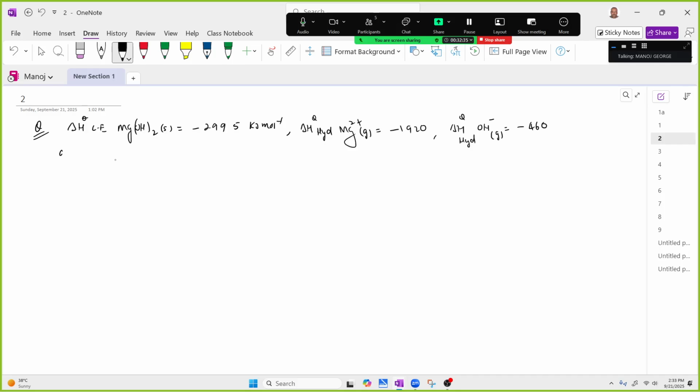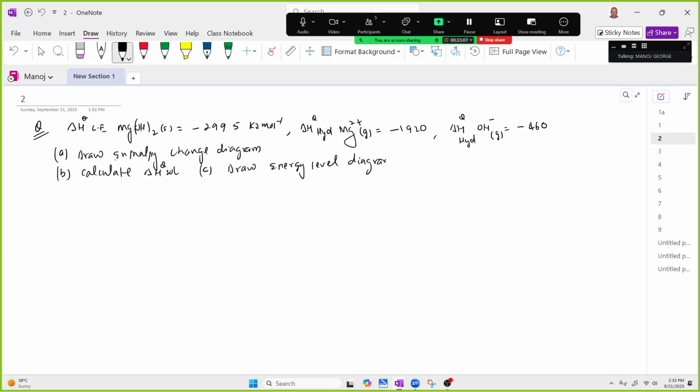Question says A. Draw enthalpy change diagram. B. Calculate delta H dot solution. C. Draw energy level diagram. Okay, come on. Do the whole thing by yourself and type when you're done.